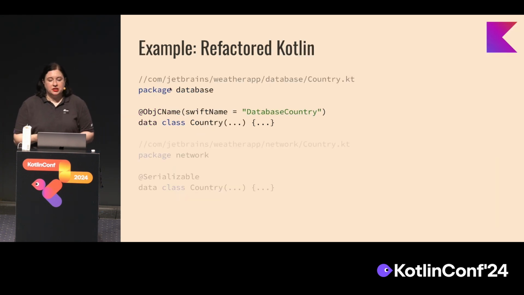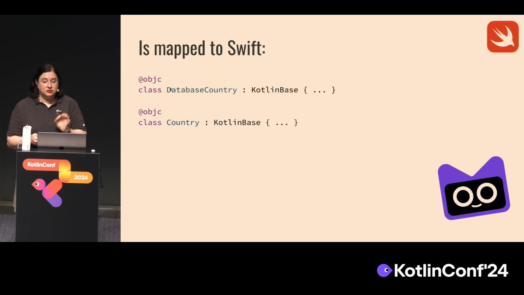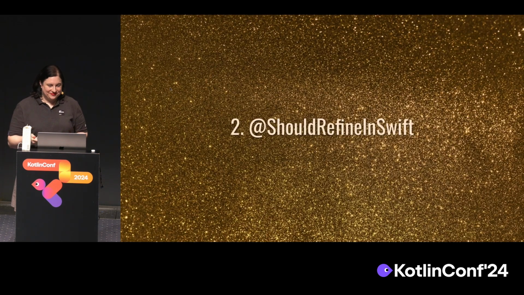To solve this, we can go back into our Kotlin files and add an annotation to the database Country class called @ObjCName, and we can give it a Swift name of DatabaseCountry. When we go back to our Swift code, we can see the one class is called DatabaseCountry and the other one is simply Country, that is our network Country.